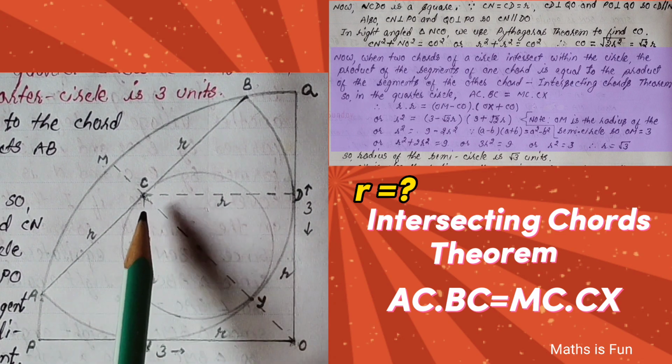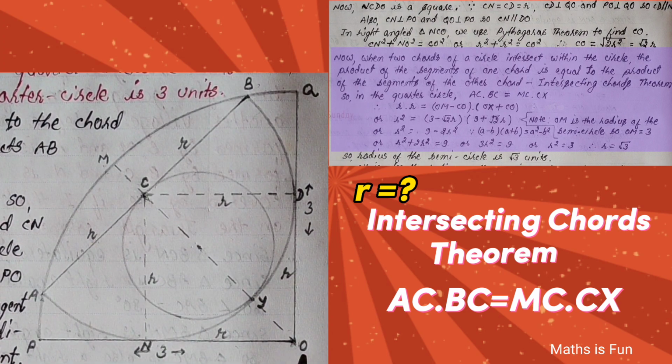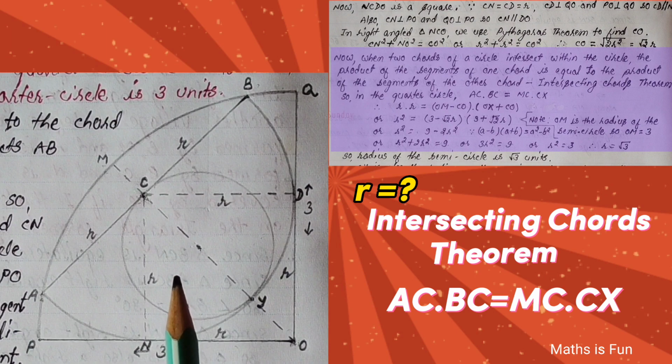Then we'll move to another segment, that is CX. So CX is the sum of CO and OX, where OX is equal to 3 units, whereas CO is equal to root 2 times R. So we have CX equal to 3 plus root 2 R. So R square is equal to (3 minus root 2 R) times (3 plus root 2 R).